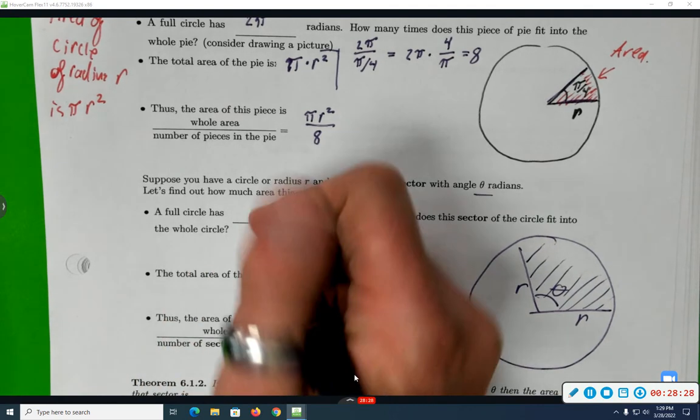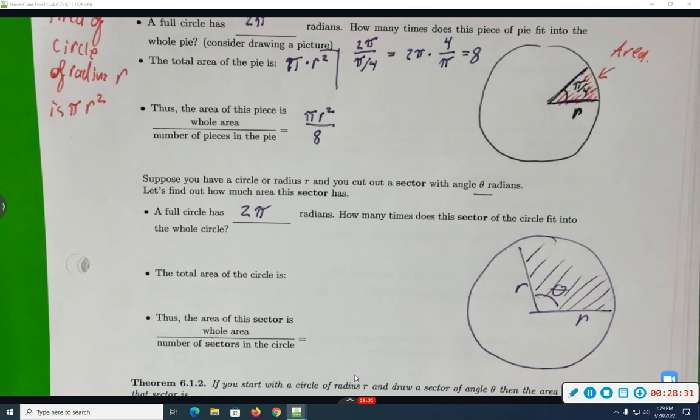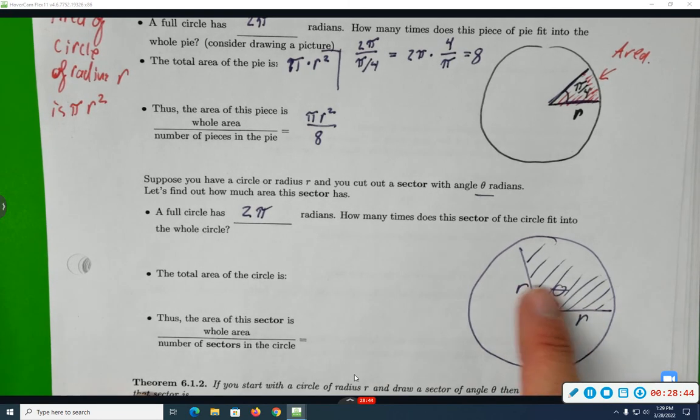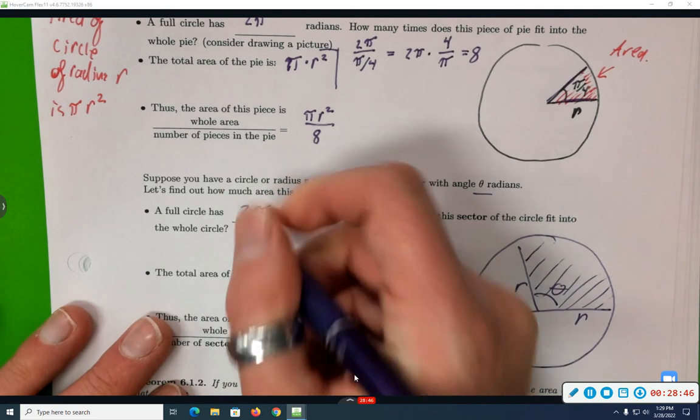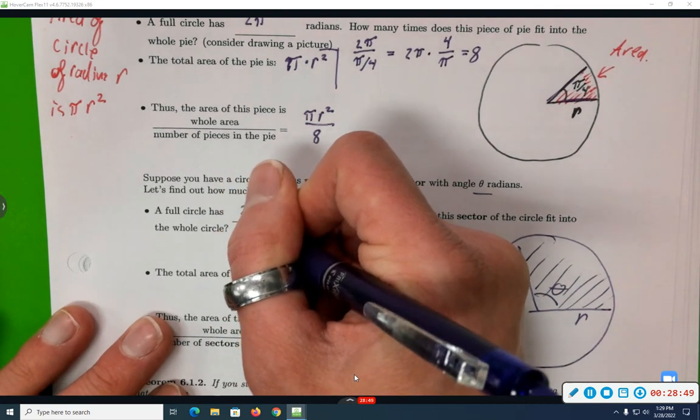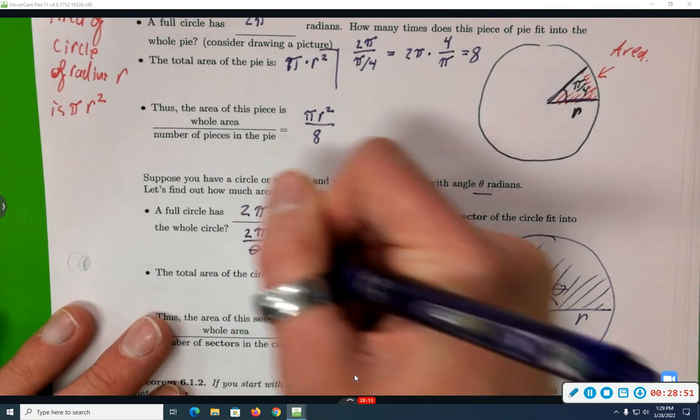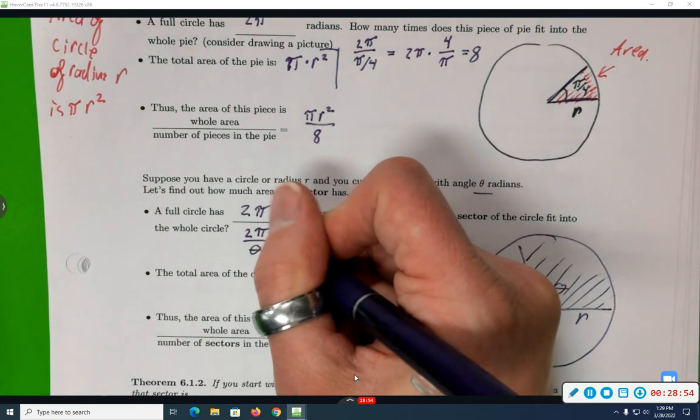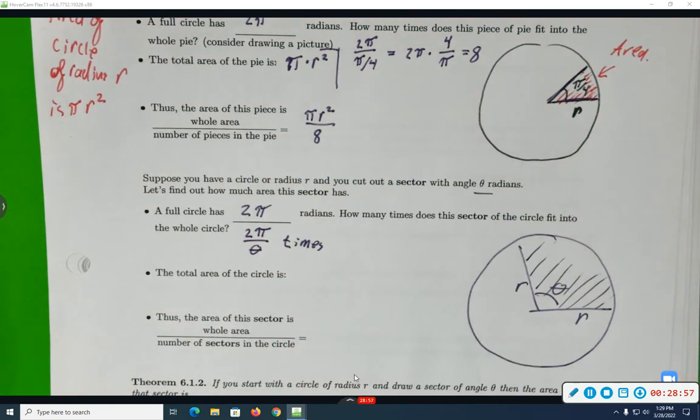So a full circle has 2 pi radians in it. So if you want to find how many times this slice of the circle goes into the full circle, that's a division problem. How many times does this little area go into the whole area? Well, it goes into it 2 pi divided by theta times. Right, that's just what division means. How many times does a thing of this size fit into a thing of that size? That's what division does.